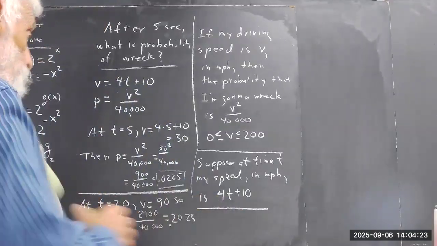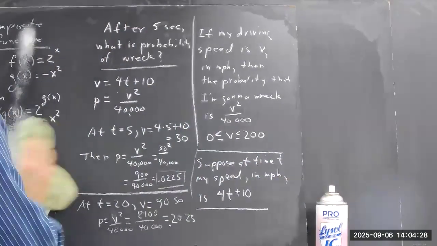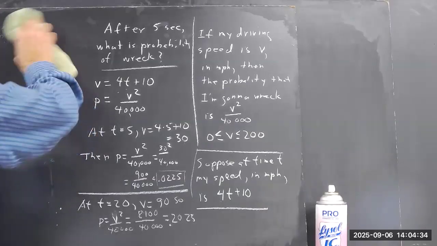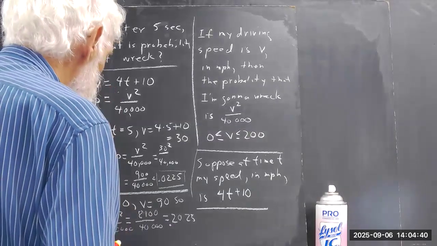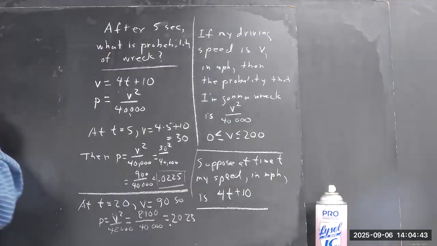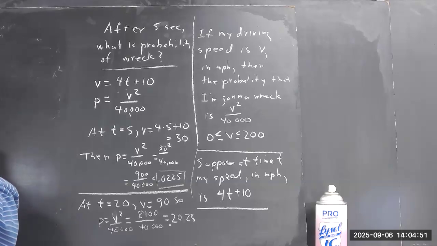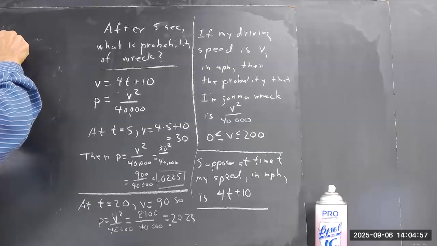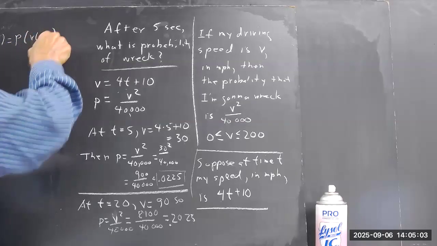Now I'm going to go ahead and erase this stuff on the left here so I can finish up. If you want to just calculate your probability of a wreck without having to go through two steps, calculating V and then calculating P, you could say that P is a function of, well, let's just give it another name. Instead of P, we'll call it Q, is a function of T, equals P of V of T.